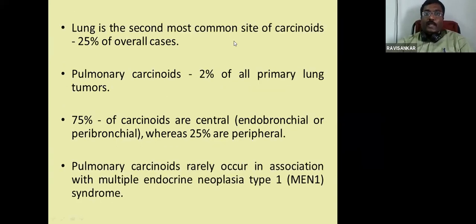So lung is the second most common site of carcinoids. Pulmonary carcinoids constitute 2% of all primary lung cancer tumors. 75% of carcinoids are central, whereas 25% can occur in the periphery. As we already discussed, pulmonary carcinoids rarely occur in association with MEN syndromes.